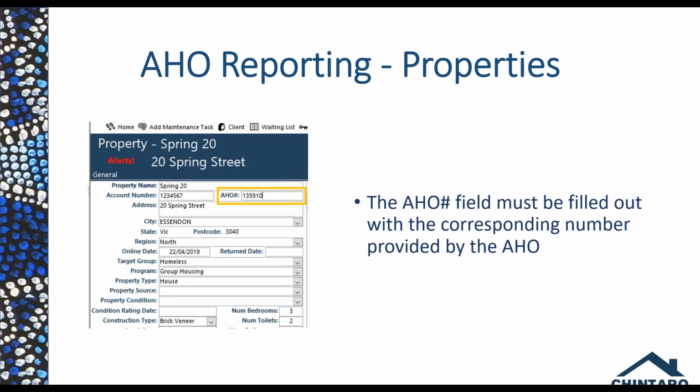All right, so the next one we want to look at is properties. So there's a few changes to properties, and this is obvious because AHO wants to get a bit of a snapshot of the properties that they're funding, what their current state of play is, and obviously being able to report on those accurately. So the first one there, you'll see that what was previously for some states ISIP has now been replaced by the AHO number. And this corresponds with the number provided by the AHO for the particular property. If you're unsure about this, please reach out to the AHO.